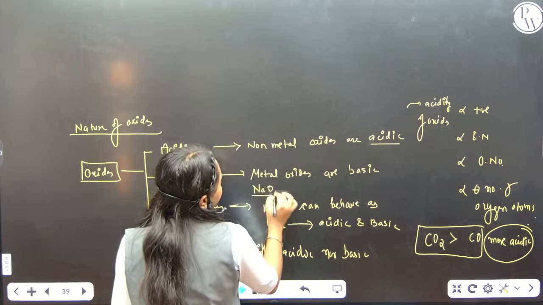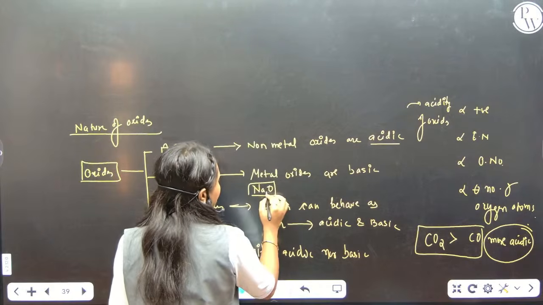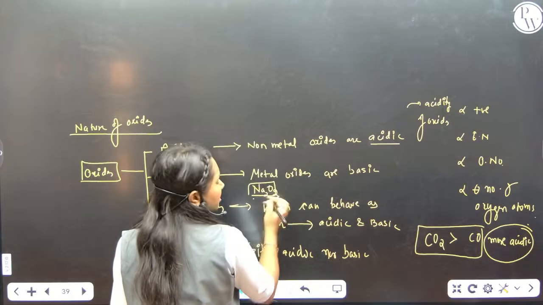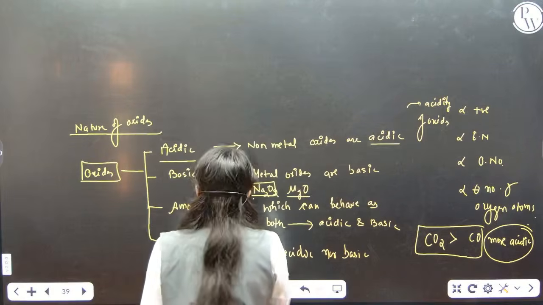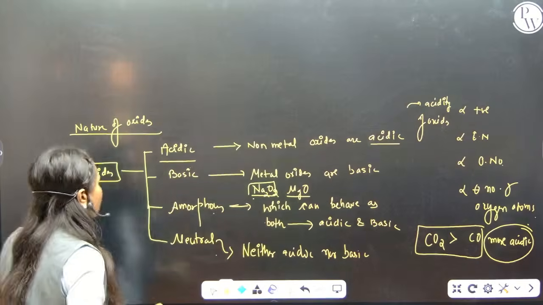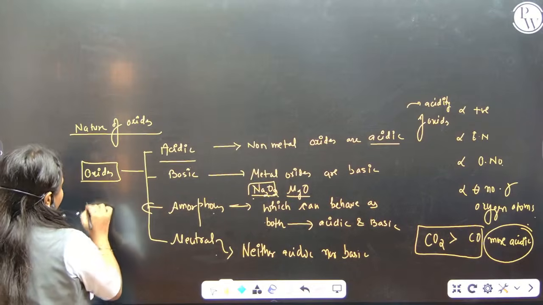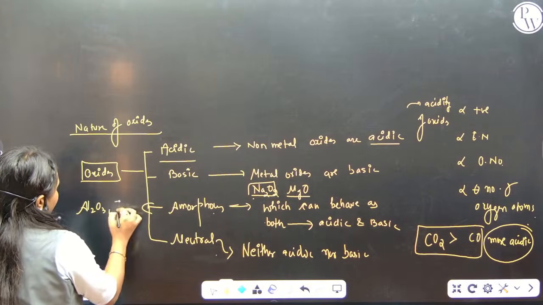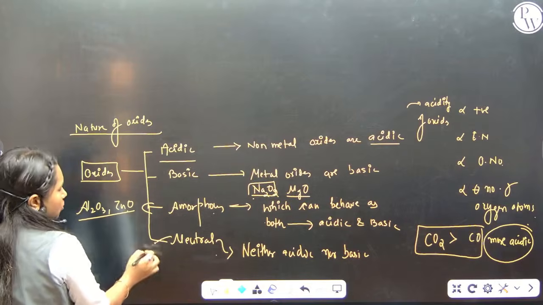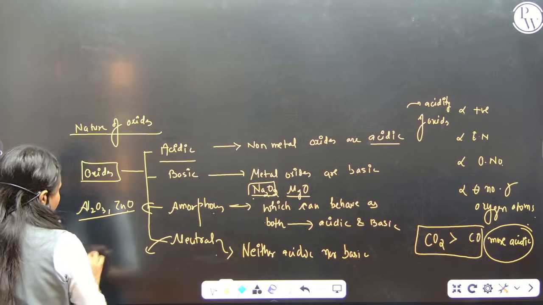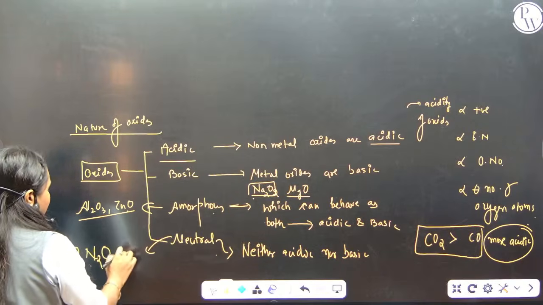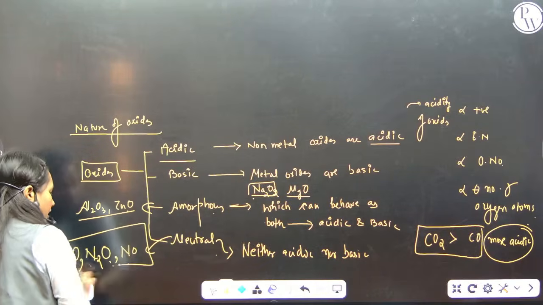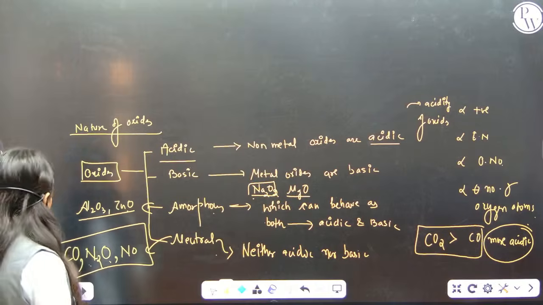Basic: sodium oxide, Na2O, metal oxides are basic. Amphoteric, which can work as both: very famous examples are aluminium oxide and zinc oxide. Neutral: there are only three neutral oxides, carbon monoxide, nitrous oxide, the laughing gas, and NO. These are the only examples of neutral oxides.